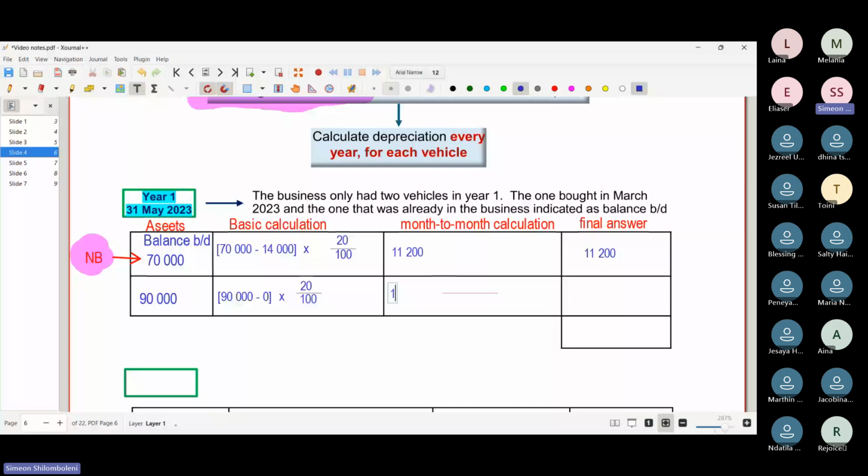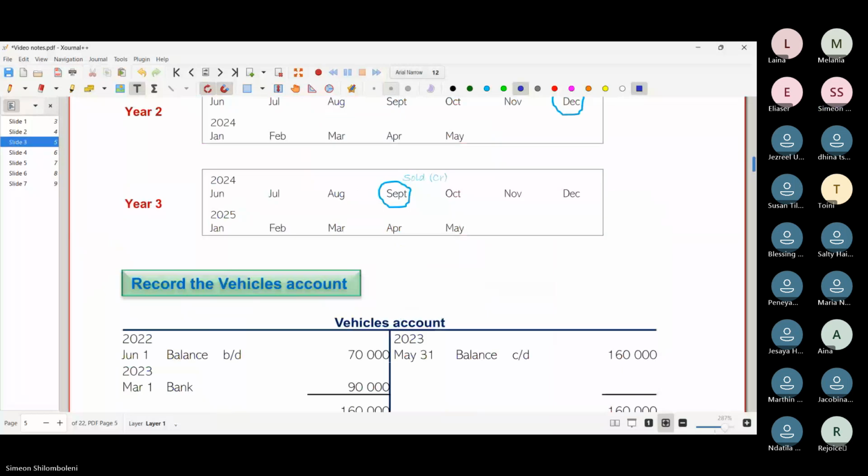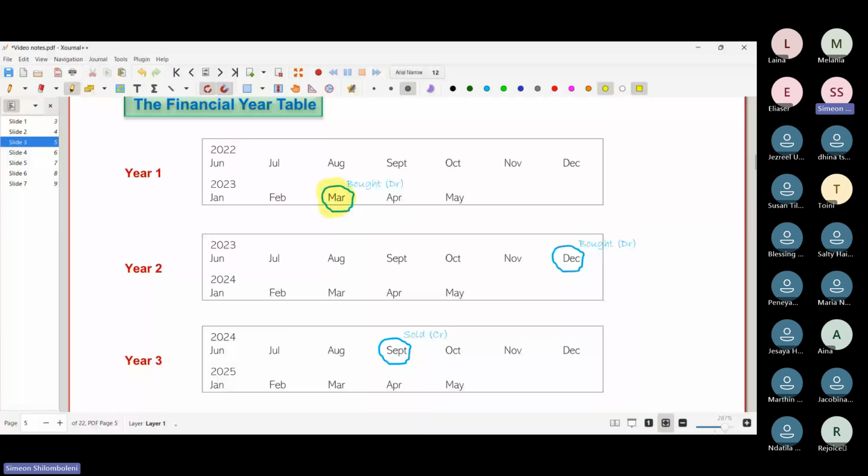Month to month, for how long did we have this business, this asset? If we go to our financial table, we bought it here. For how long did we have it in our business? 9 months. 3. Okay, someone said 9 months, someone said 3 months. Which one must I choose? The person who said 9 and 3, who wants to justify? 3 months. Why do you say 3? Yes, why do you say 3?